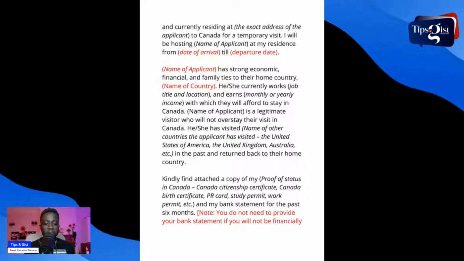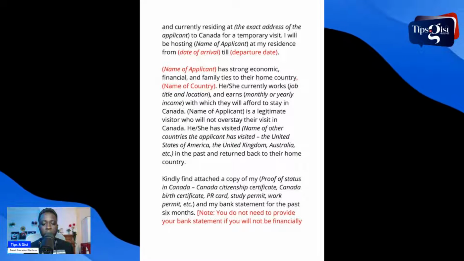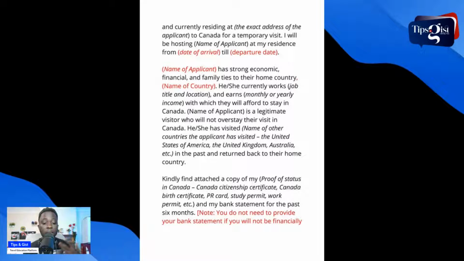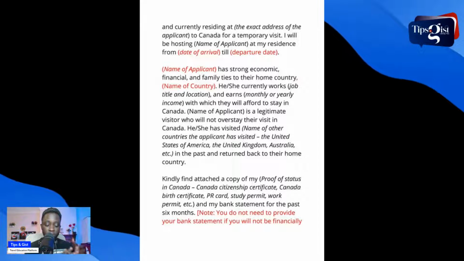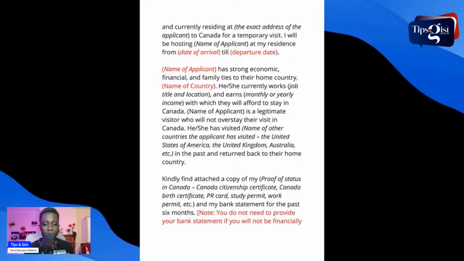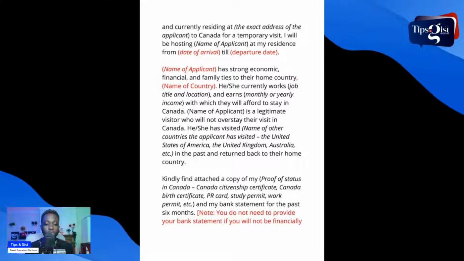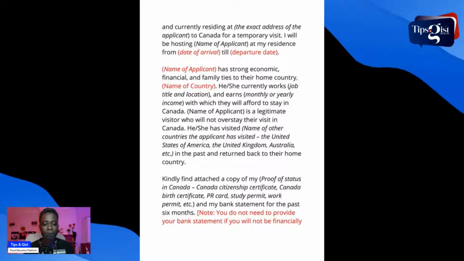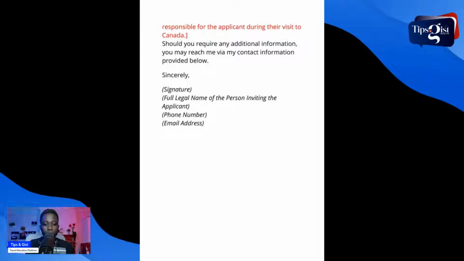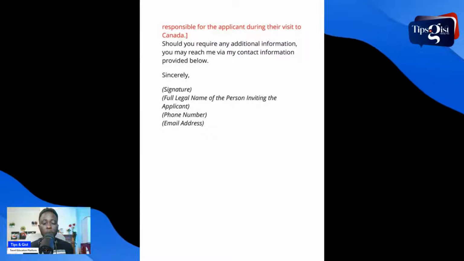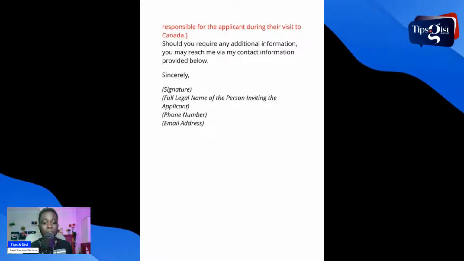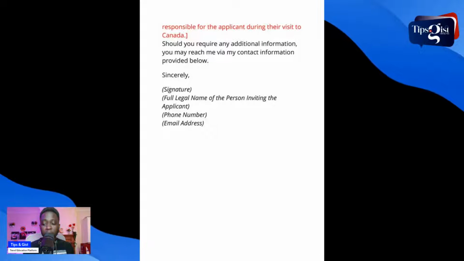After that, attach a copy of my proof of status to Canada. That means your uncle has to prove status in Canada, so the BRP or the PR, permanent resident or something. Note, you do not need to provide your bank statement if you will not be financially responsible for the applicant. So if you, the uncle in Canada, are not going to sponsor John Mensah, you don't have to prove bank statement.